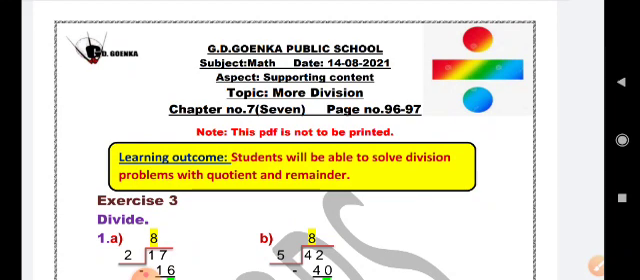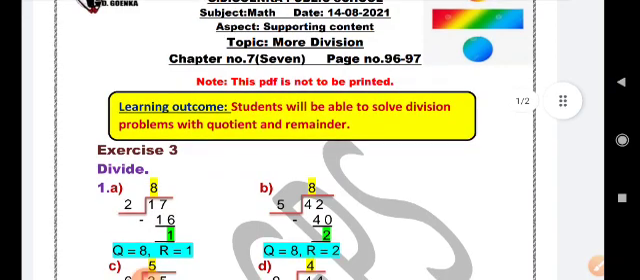My dear Goenkans, today we are going to learn about the topic more division. That is chapter number 7 and you can find the related questions on page number 96 to 97. So for learning these questions, just open your new Maths Time textbook and keep your page 96 open. Today you will be able to solve division problems with quotient and remainder. So you will come to know how we get the quotient by division and the remainder also.